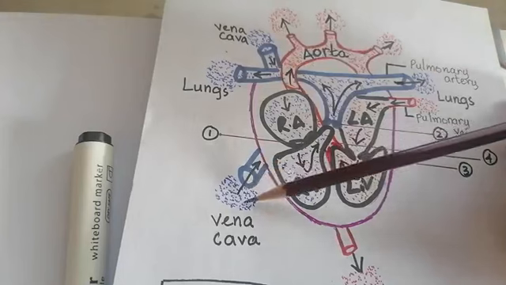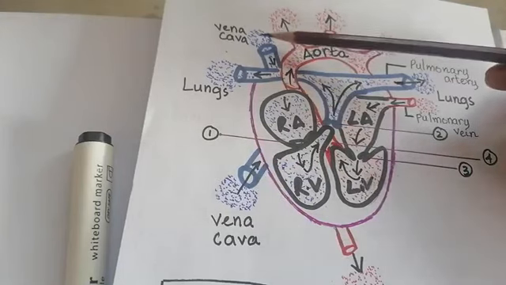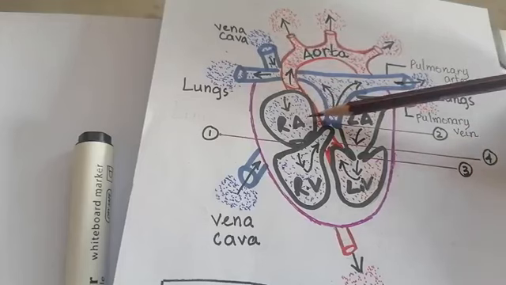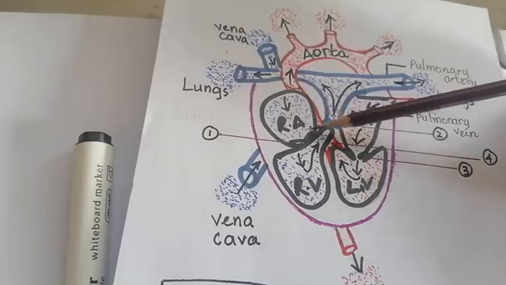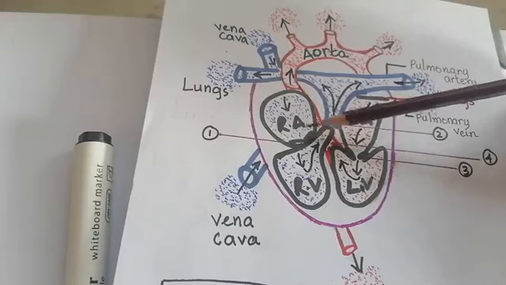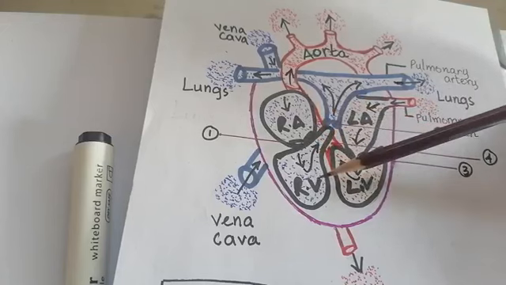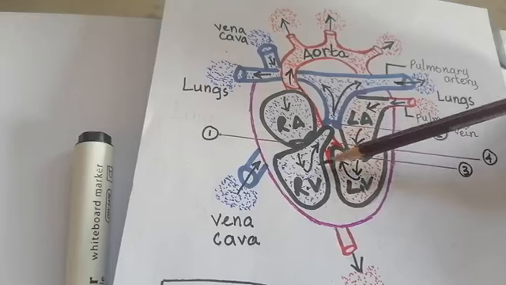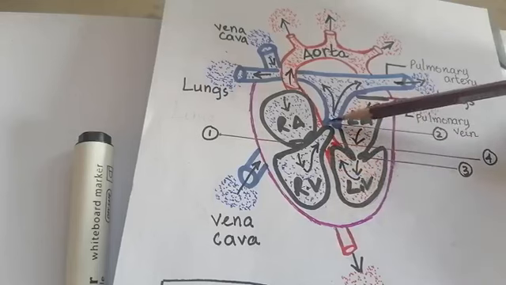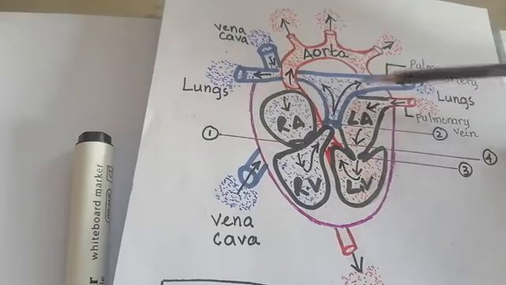The vena cava brings blood into the heart, and the right atrium receives deoxygenated blood through the vena cava. When the right atrium gets filled with blood, it starts to contract, and by the contraction of the right atrium there are walls, and these walls get open and the blood rushes into the right ventricle. When the right ventricle is filled with blood, it starts to contract, and by the contraction of the right ventricle there are walls. These walls get open. These walls are present between the right ventricle and the pulmonary artery.